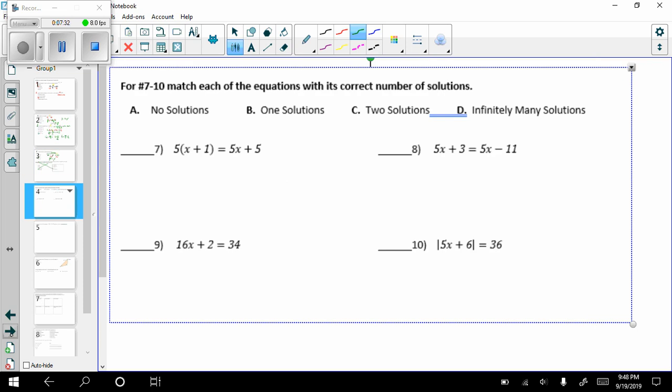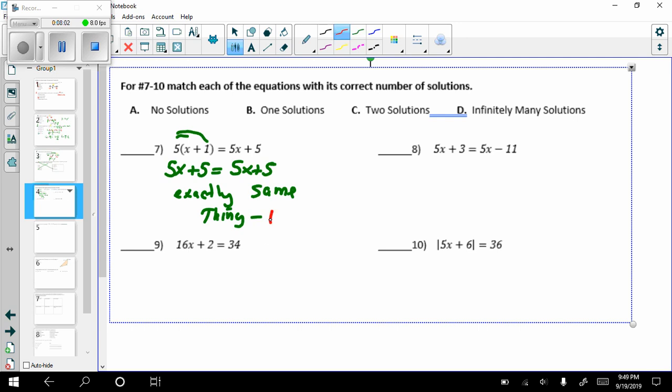This is one that I tried to hit really, really hard. You did not even have to actually solve these. You just had to recognize the pattern. So look at number 7. If I were to distribute and distribute, I get 5x plus 5 equals 5x plus 5. This is exactly the same thing on both sides. This has another word. This is called the identity property.